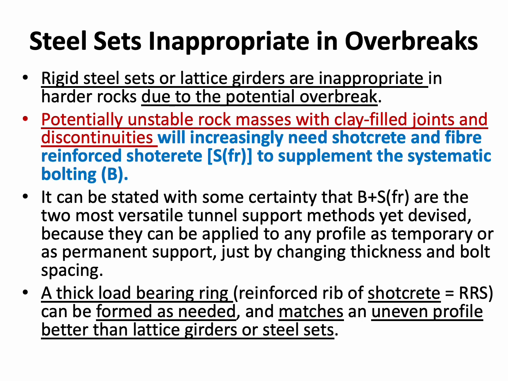It can be stated with some certainty that bolting and fiber-reinforced shotcrete are the two most versatile tunnel support methods yet devised, because they can be applied to any profile as temporary or as permanent support just by changing thickness and bolt spacing. A thick load-bearing ring of rib-reinforced shotcrete can be formed as needed and matches an uneven profile better than lattice girders or steel sets.